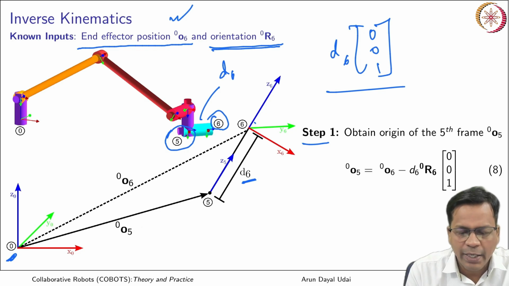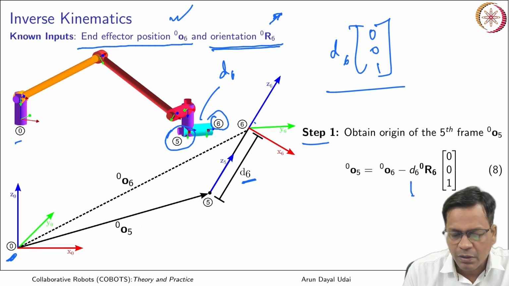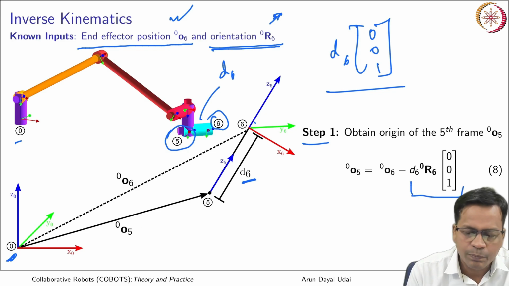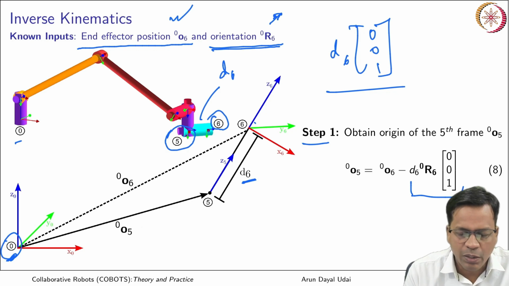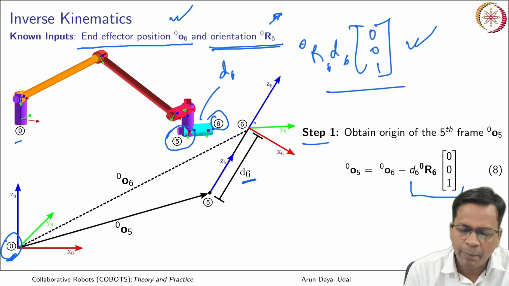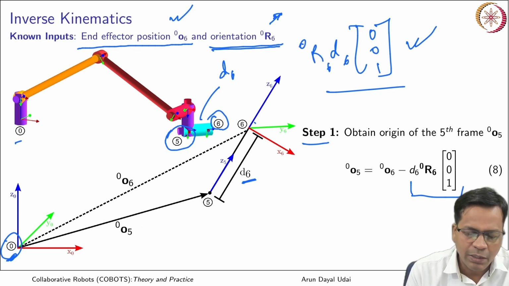If you know the end effector rotation matrix for frame 6 with respect to frame 0, this vector here gets converted to frame 0. So, this d6 is in the local frame. If I multiply this with R 0 6, the magnitude remains the same, but the vector is now expressed in the 0 frame.